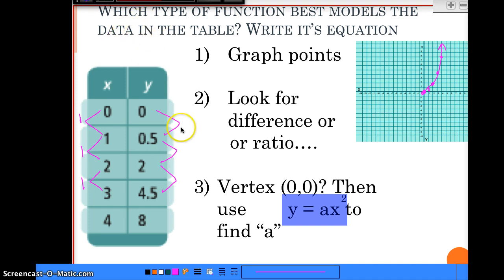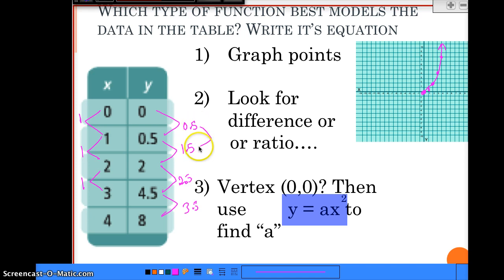So therefore, let's try finding the differences. These are 0.5 apart. These are 1.5 apart. 2 to 4.5 is 2.5 apart. And 4.5 to 8 is 3.5 apart. Well, none of these are the same, so we know it's not going to be linear.